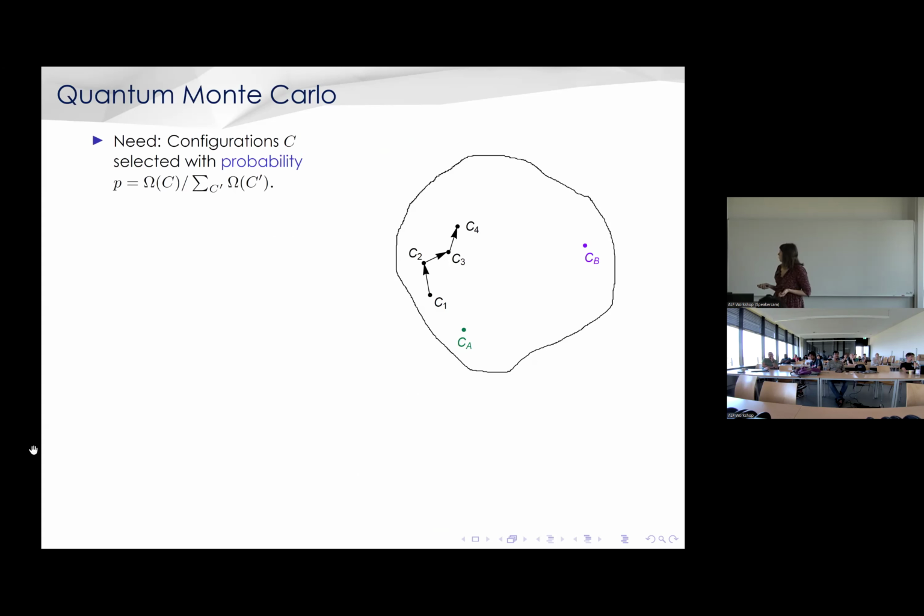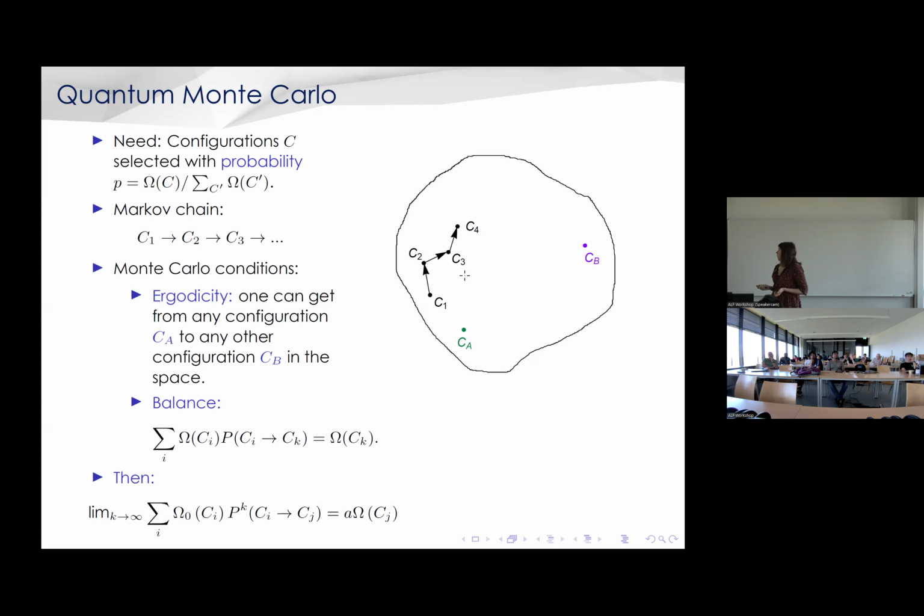Okay, so we need configurations like what I showed with the spins, selected with the appropriate probability. The way we do that, at least for most of the features in ALF, is with a Markov chain, which is a way for us to move from one configuration to the other. The idea is that if we can satisfy two conditions, the first being ergodicity, we're going to have a set of rules to get from configuration 1 to 2 to 3 and so on.